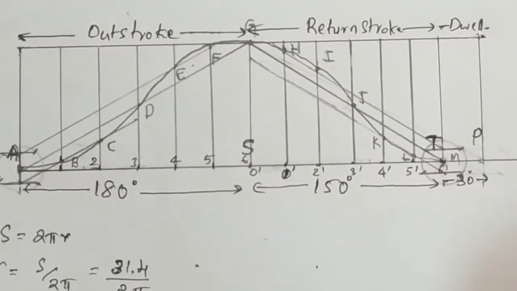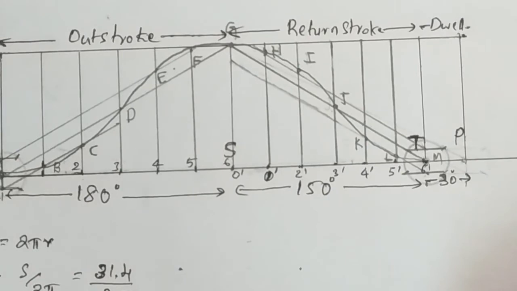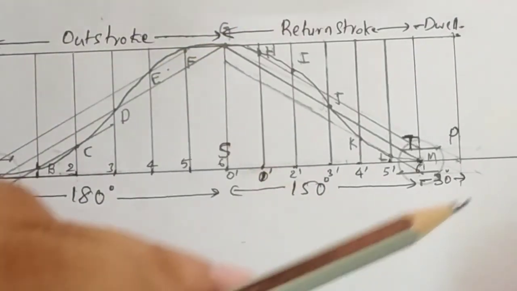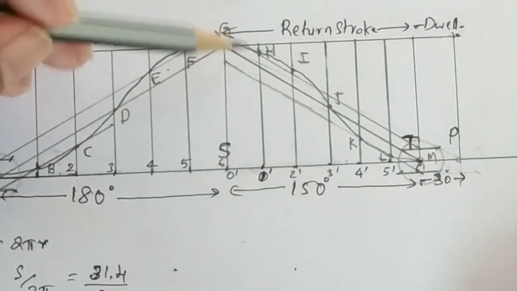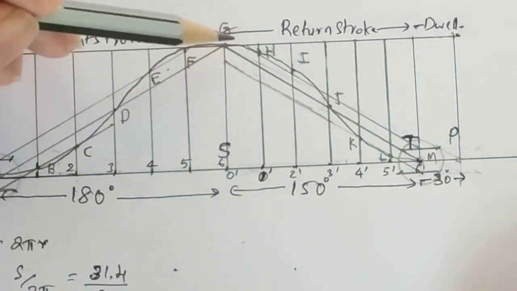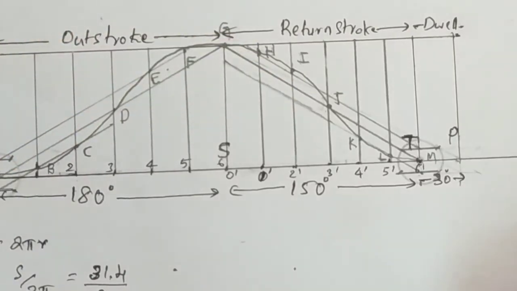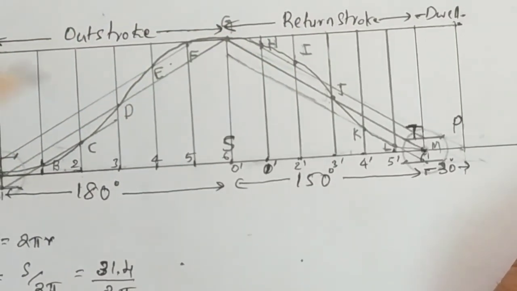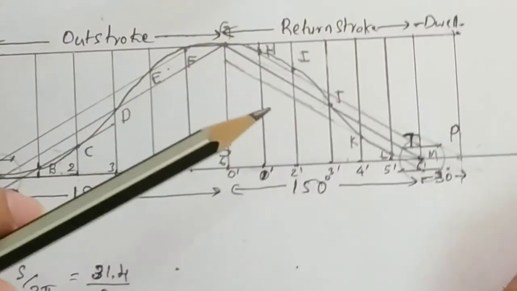So here you can see we have drawn 2 generating circles, one generating circle for drawing upward stroke and another generating circle for drawing downward stroke. So instead you can draw one big generating circle here itself. Using that only you can draw this outstroke and return stroke, provided there is no dwell in between. If there is a dwell in between these two strokes, that is not possible.